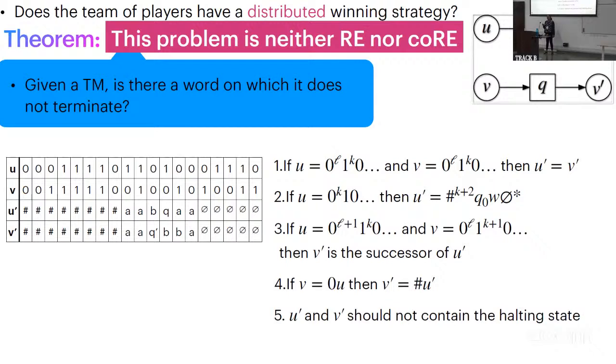So the architecture is just this one. And the values, as I said, U and V are going to be taking binary values. U prime and V prime are going to be taking values from the type alphabet union states union hash. Okay, and these are the 5 conditions that I'm going to write. And these are all just regular conditions. You can come up with finite state automata for each of these things. Yeah. Now, what does this imply?